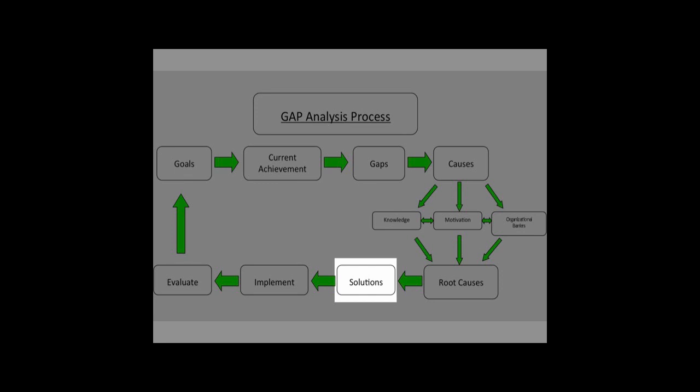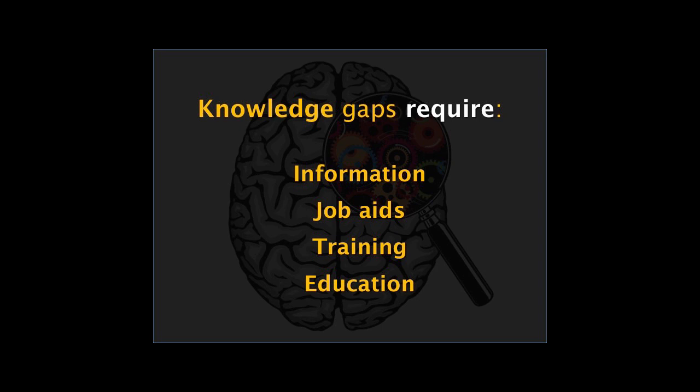Well, the next step in the gap analysis process is solutions. Now that you have actually verified with data some of your knowledge causes, your motivation causes, and organizational causes of your performance gap for your stakeholder goal, you want to address those causes with evidence-based solutions. So now let's turn to our knowledge gaps and ask ourselves, okay, we know that we had knowledge gaps. What would be the solutions to these knowledge gaps?